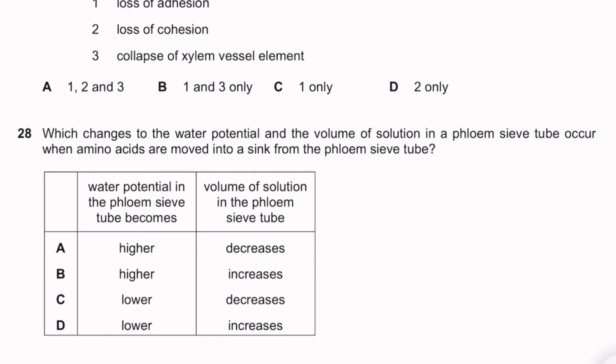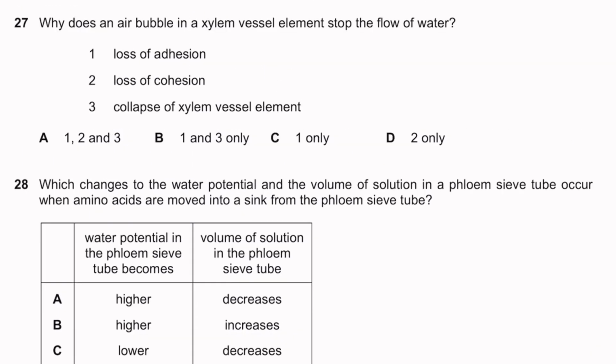Why does an air bubble in a xylem vessel element stop the flow of water? Because of the loss of cohesion. Just like that one question about the fungal infection, what would it stop? It would stop the flow in the apoplastic pathway, it stops the cohesion between water molecules, and it stops the development of root pressure. So mainly if you see anything going up the xylem, like an air bubble or a fungus, that gets stuck somewhere in the xylem, when water comes all the way up here, it's not going to be able to bond with each other anymore, and so that's why it would stop the flow of water, because of 2 only, D.